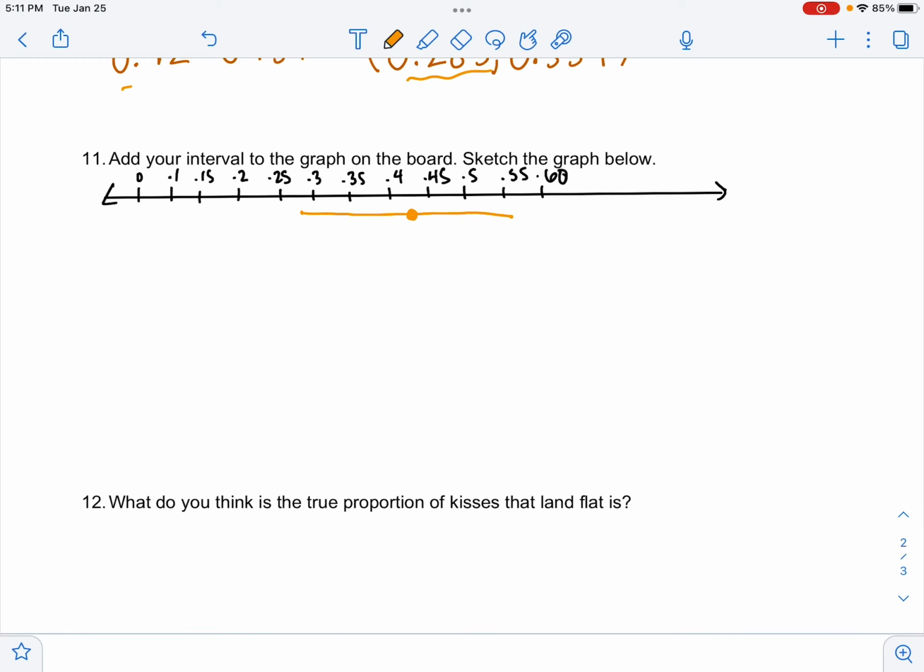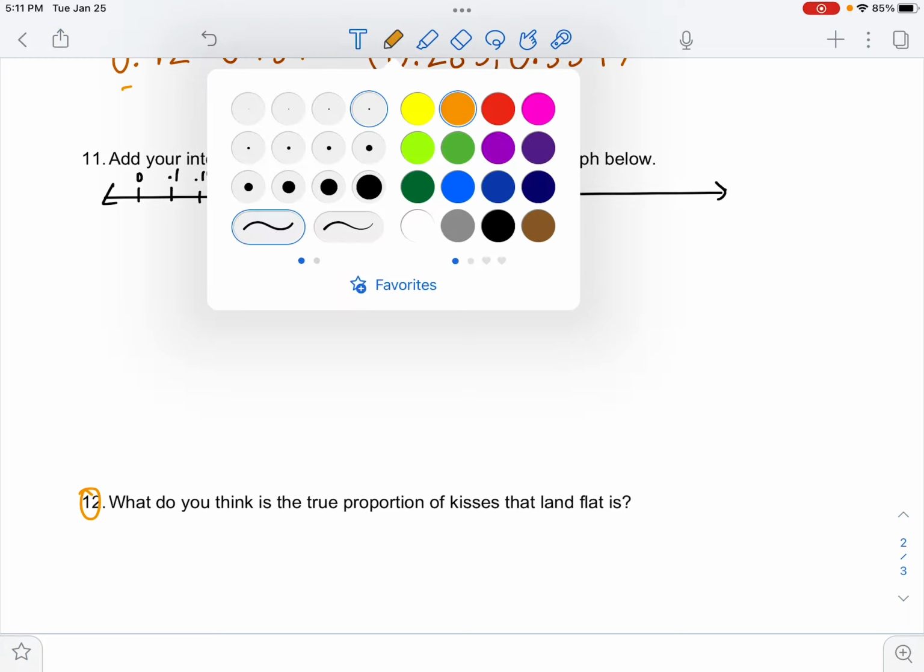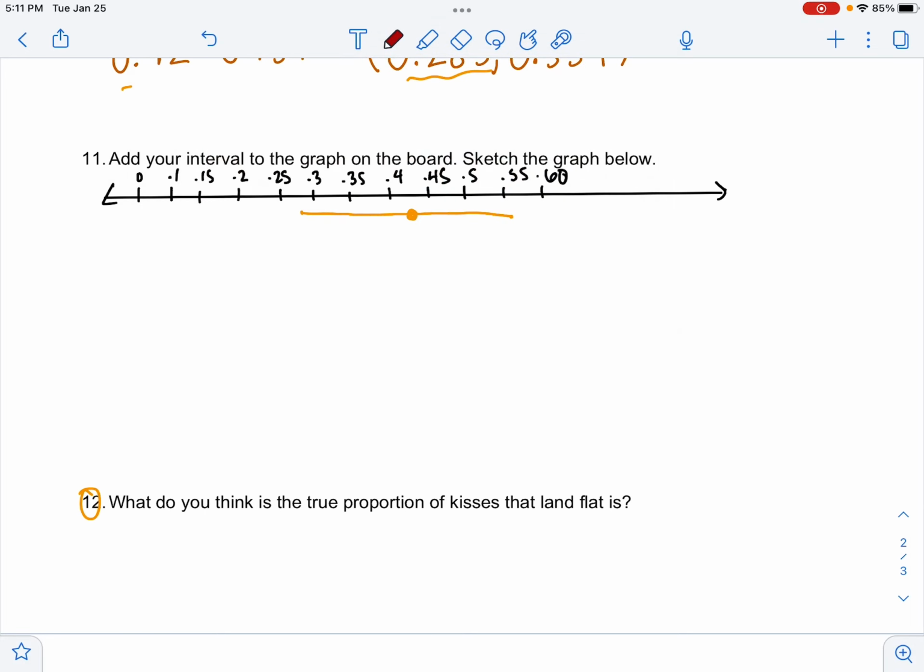And then number 12, what do you think the true proportion of kisses that land flat is? Because I don't have all your classroom data, I can't really estimate this. So number 12 is one we'll have to talk about after we look at the class graph. You're going to collect data throughout the entire day, every single class. So that way tomorrow we can actually look at it all together and find our best estimation.